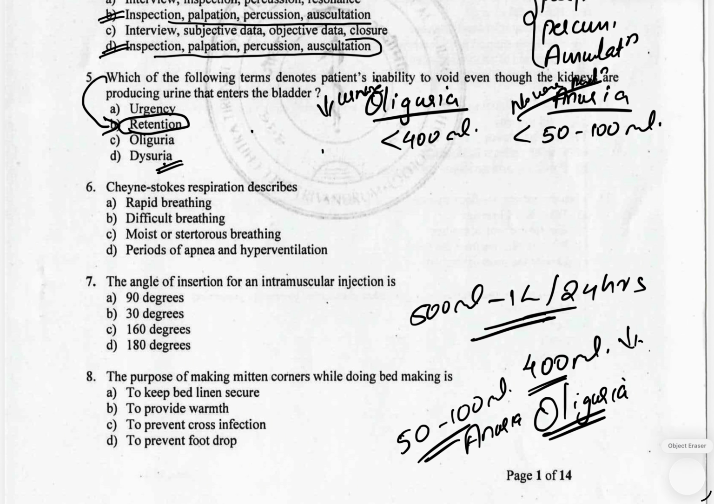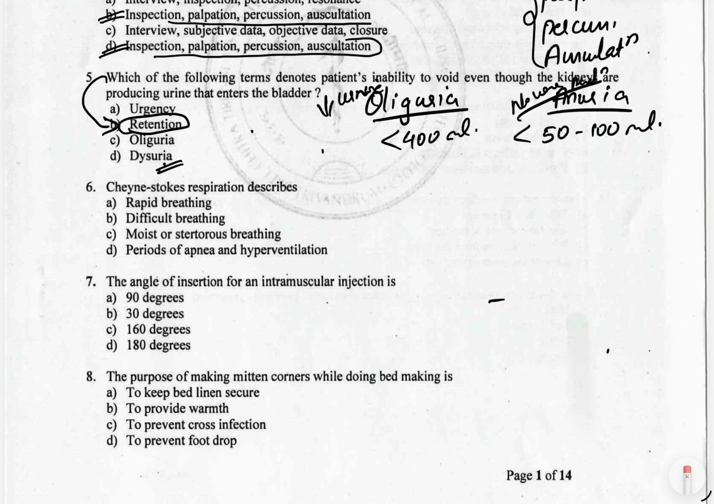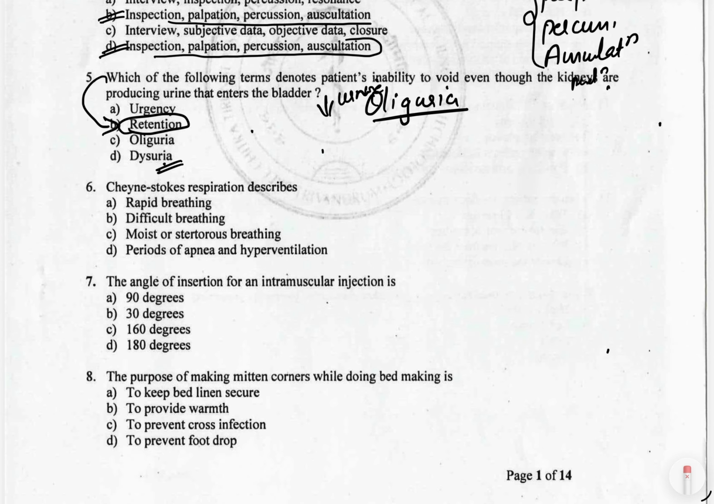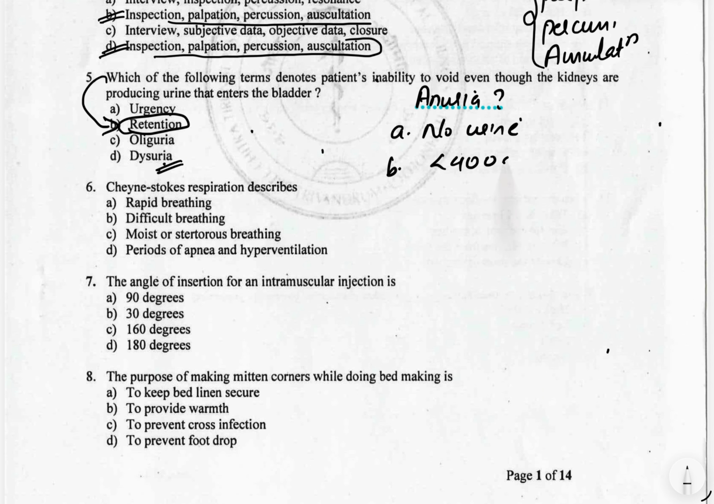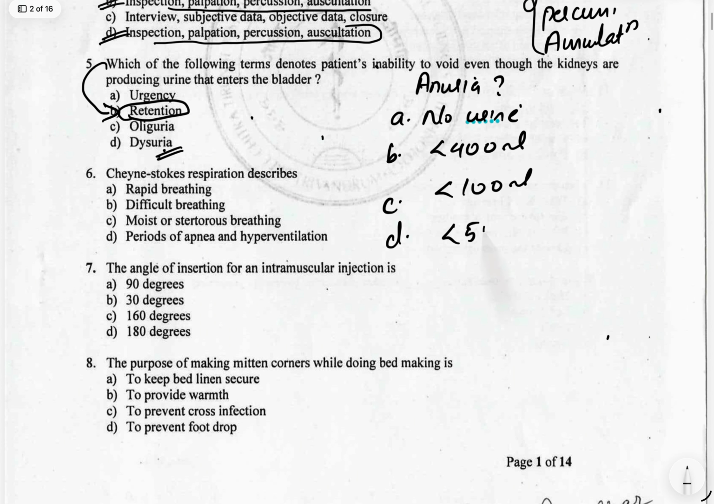So I have seen a question in one of the major examinations. I don't remember which one, sorry. The question was, among the options below, what is the urine output of a patient who has anuria? Option A was no urine. Option B was less than 400 ml. C was less than 100 ml. Or D was less than 500 ml.